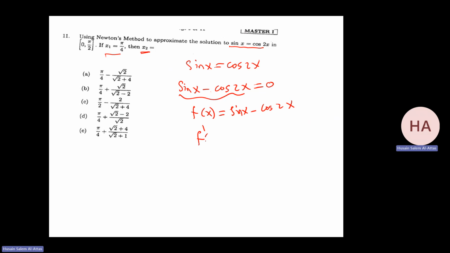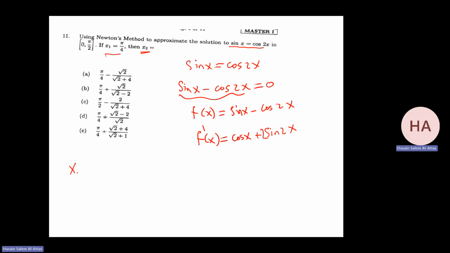So it will be f prime. That will be cosine x. I need to be careful here with the calculation. That will be what? Plus sine 2x times 2, which is times 2. Am I right? Yeah. This is the derivative of cosine 2x. Okay, minus cosine, which is sine, the derivative.